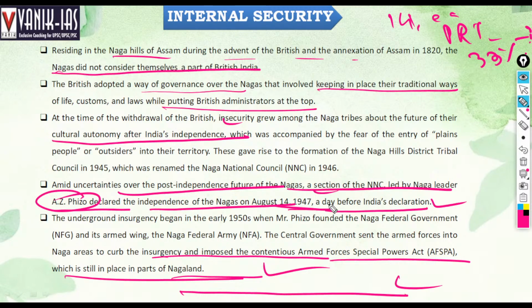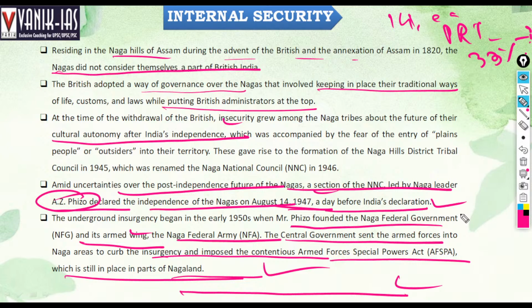The underground insurgency began in the 1950s when Mr. Phizo founded the Naga Federal Government and its armed wing, the Naga Federal Army. The central government sent armed forces to Naga areas to counter the insurgency, imposed by the Armed Forces Special Powers Act (AFSPA), which is still in part of Nagaland. Right? Even today, there is AFSPA, the Armed Forces Special Powers Act. That means armed forces have special power in those areas. They can kill a person if they doubt. Right?